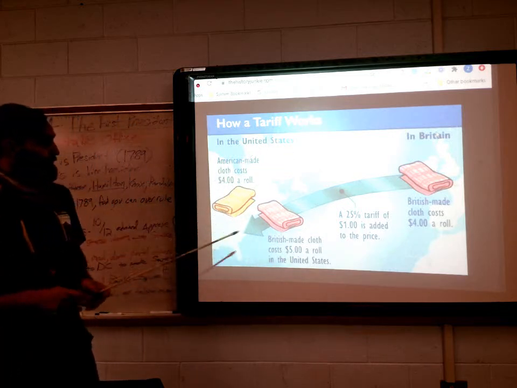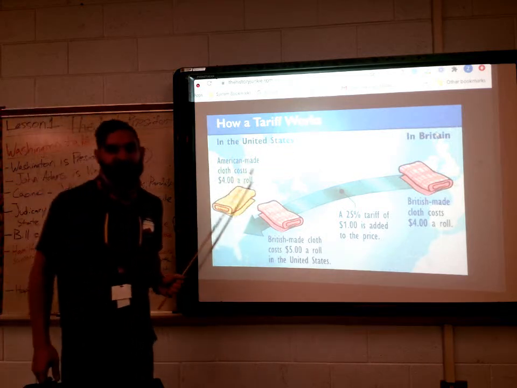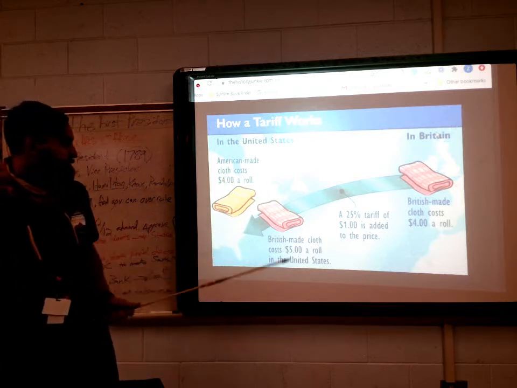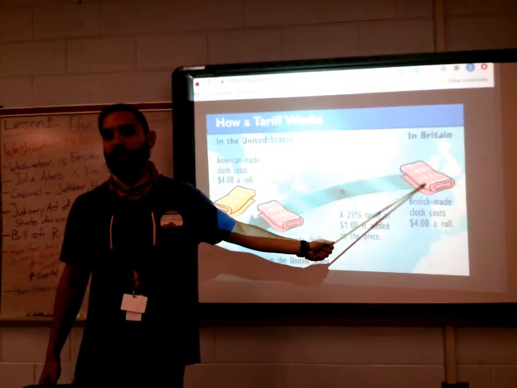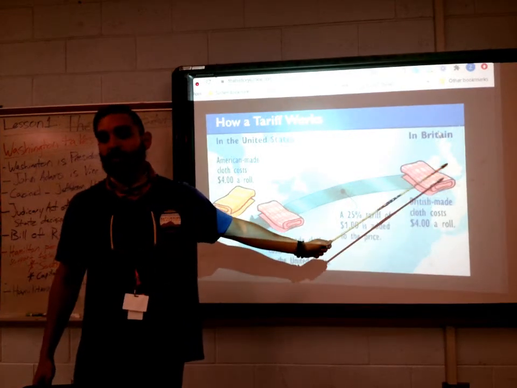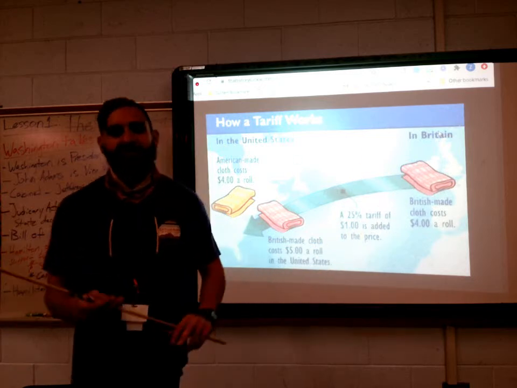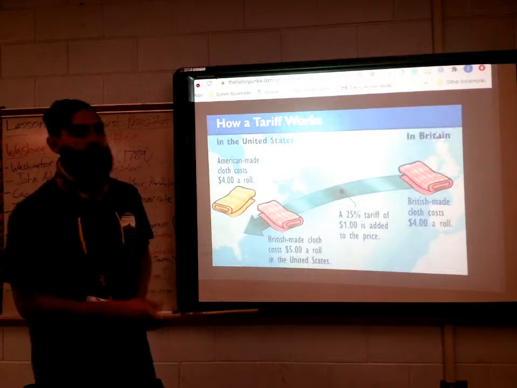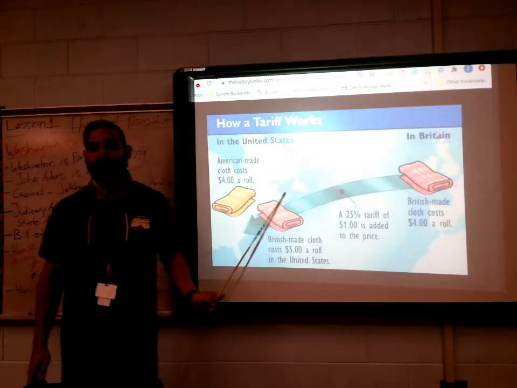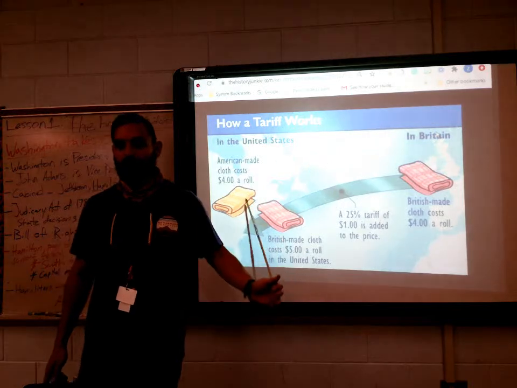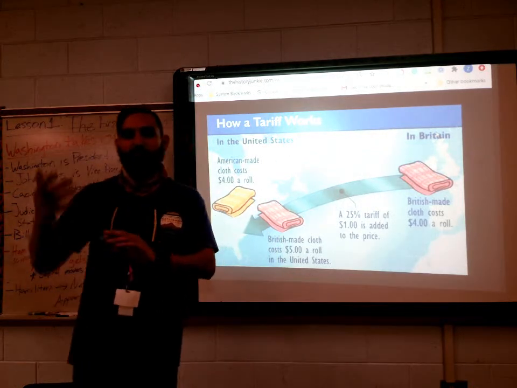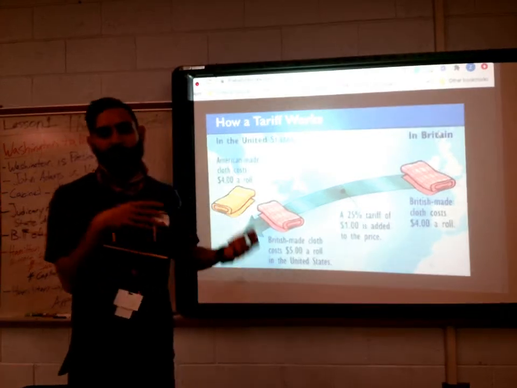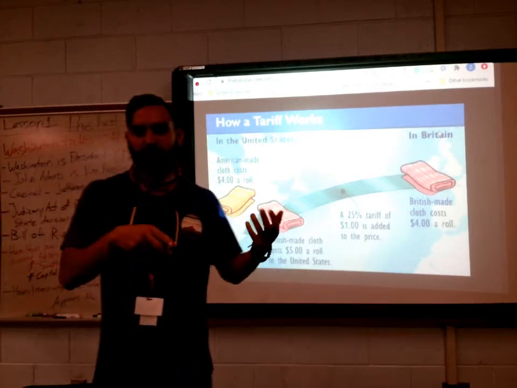Let's pretend these are towels. It costs $4 to make a towel in the United States, but it also costs $4 to make one in Britain. And these are better quality. So essentially you'd have people buying British goods over American goods. If you're buying British goods over American goods, the American companies that are producing these are not going to make money. Hence, people are not going to have jobs. People start going on unemployment. People get poor, and so on and so forth.